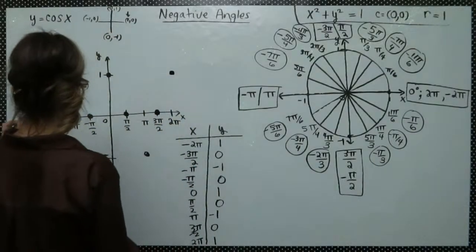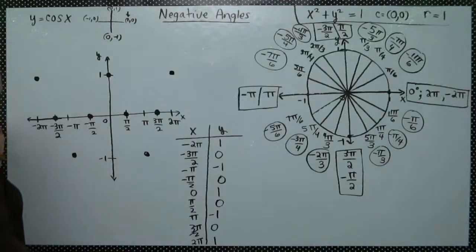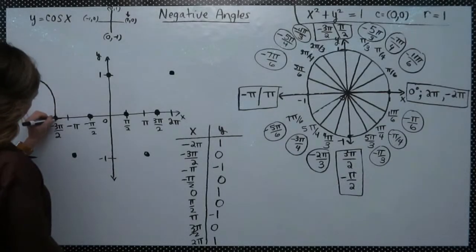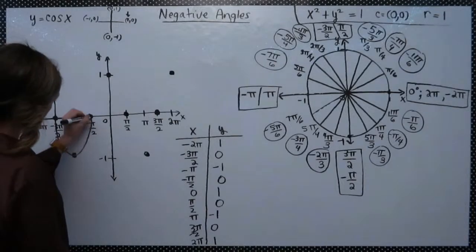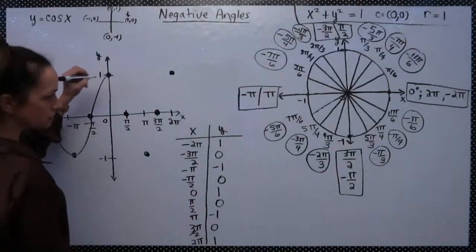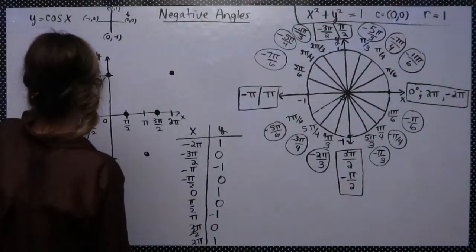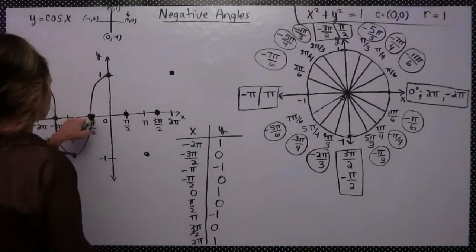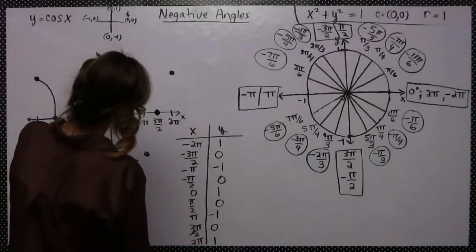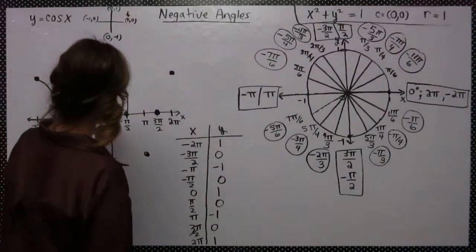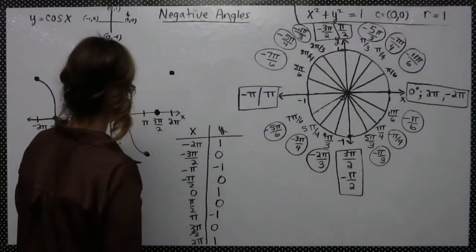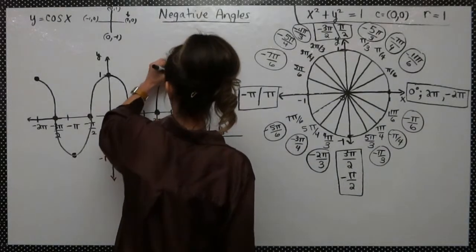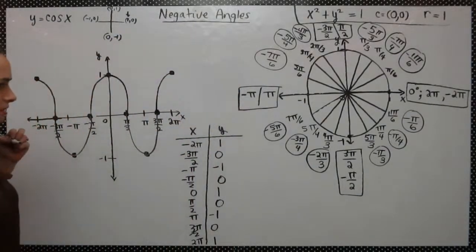Okay. And we'll go ahead and sketch this graph of the cosine function, just connecting the dots now. Let me connect the dots. And I got lazy with that one. And we've got this kind of thing going on.